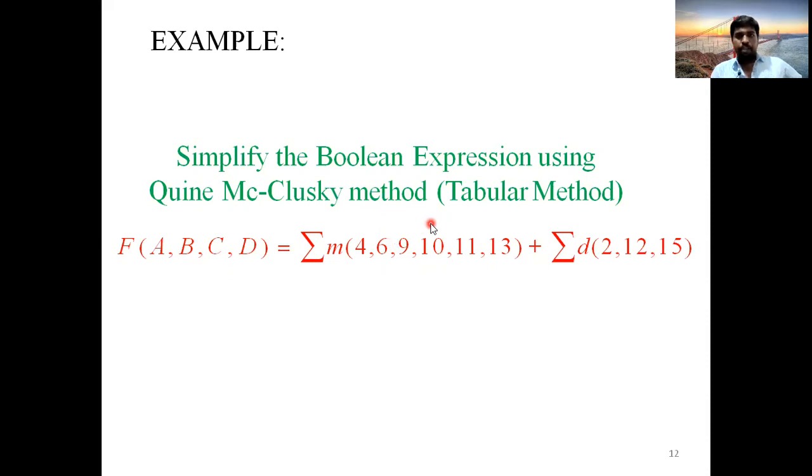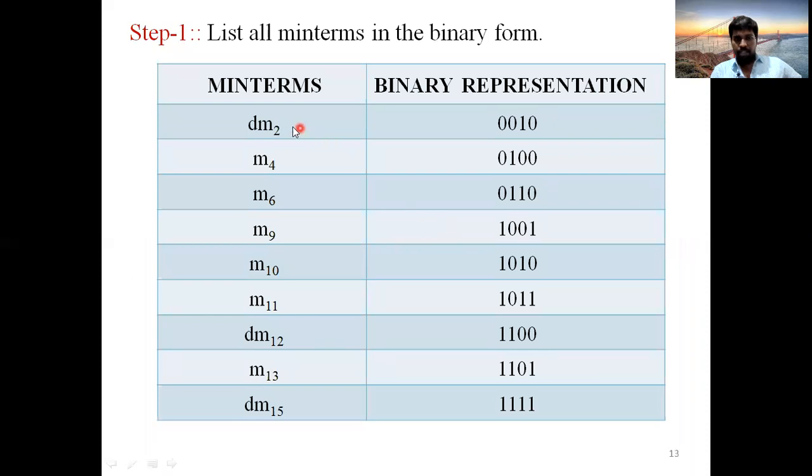Clear? So, first step, as per the order, start from 2, 4, 6, 9, 10, 11, 12, 13 and 15. Write all the minterms and all their binary formats. Among these, 2 is a minterm representing don't care, so I kept a small d here. Likewise, 12 is a don't care minterm, so I kept a small d here. Likewise, 15 also represents don't care, so I kept a small d here. So for 2, 12, and 15, you should place a small d in front of them, because this indicates these are your don't care terms.